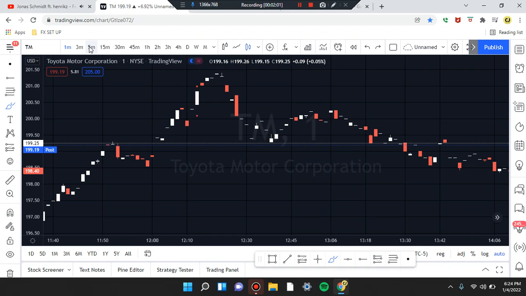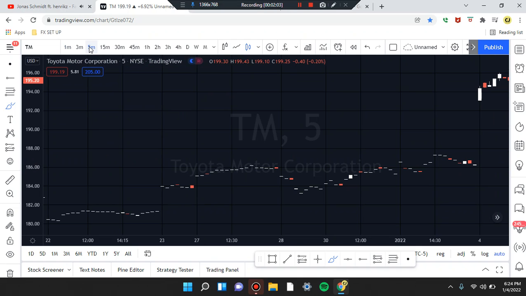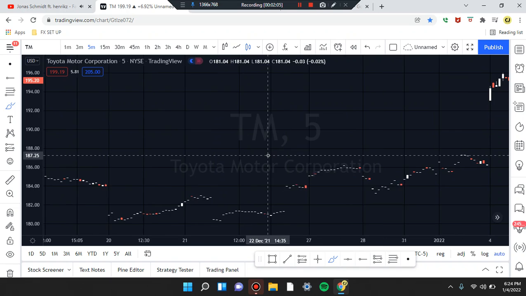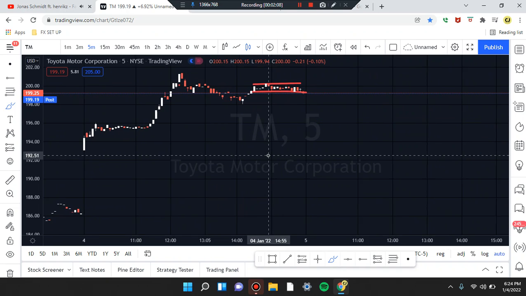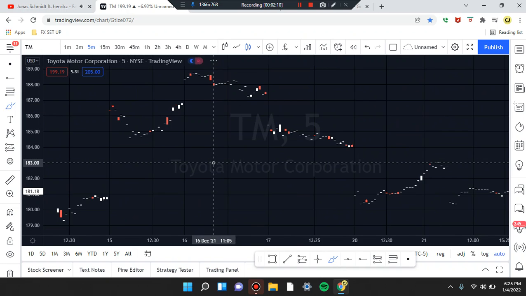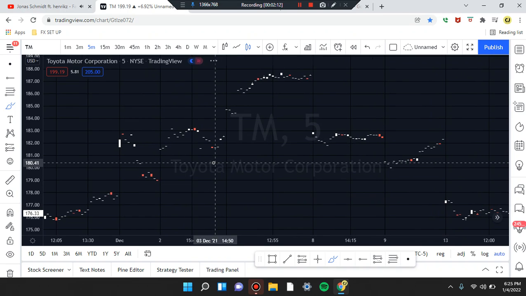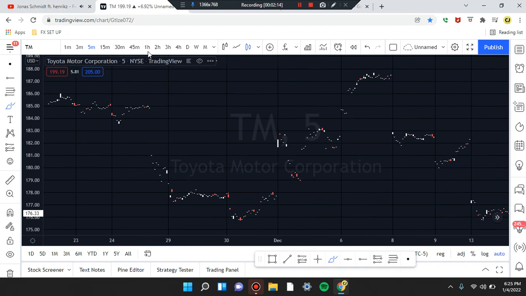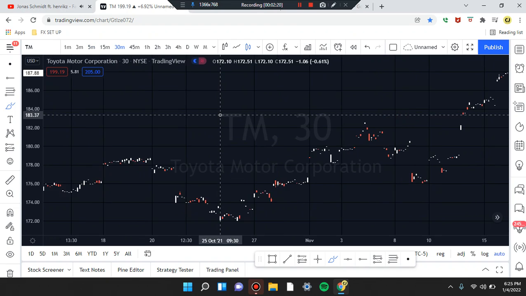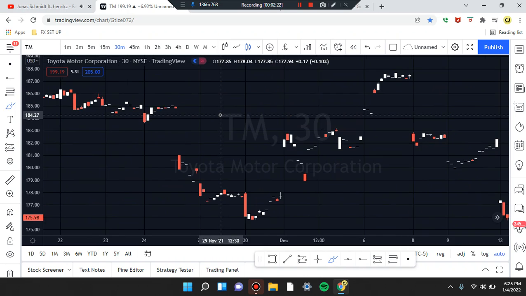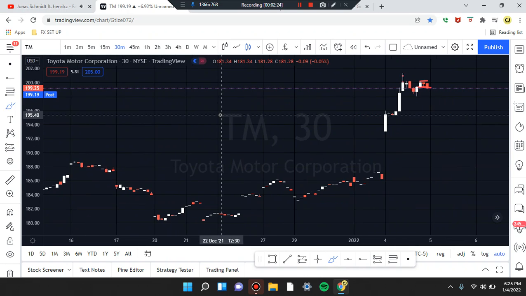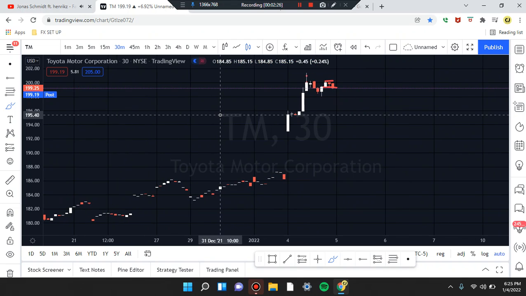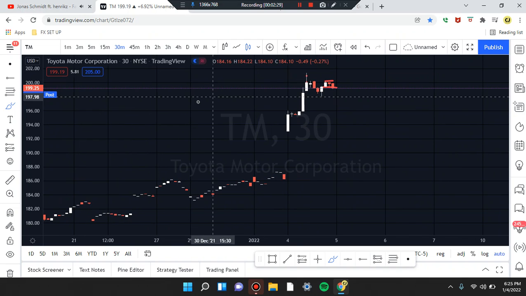Let's head up to, I'm going to skip around a little bit while working our way up, going to the 5 minute. See what we see. Everything is choppy, so we're going to get off the 5 minute. Let's head to the 30. Not identifying anything yet.